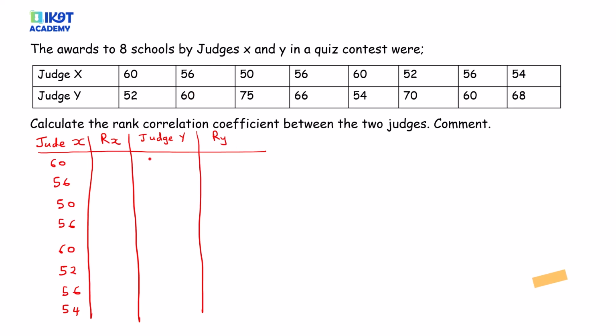So here we have 52, here we have 60, here we have 75, here we have 66, here we have 54, here we have 70, then this is 60 and 68. So this is what we have. Now we are going to start ranking here, though like last time we are going to use this since it's more neat. So we look for what is the highest.